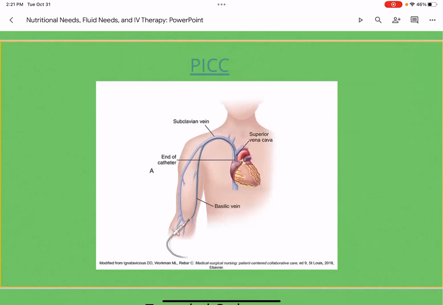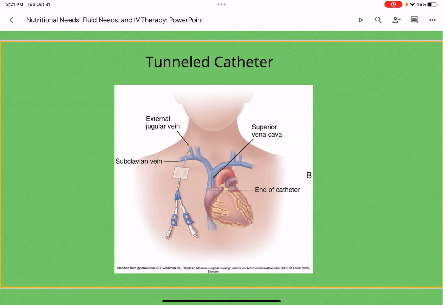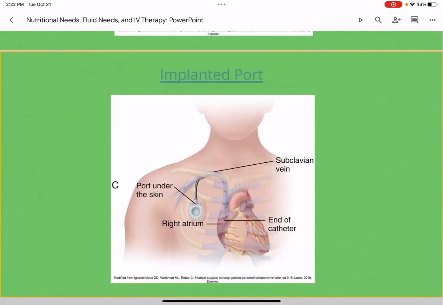This is a picture of how a PICC line is inserted. This is a picture of a tunneled catheter. These are often used for dialysis until the patient gets their fistula, which is the more permanent access. And this is a picture of an implanted port, which you'll often see for chemotherapy. Implanted ports differ from tunneled catheters in that they are placed entirely under the skin tissue, so there's no exit site, and they're best suited for intermittent treatments.